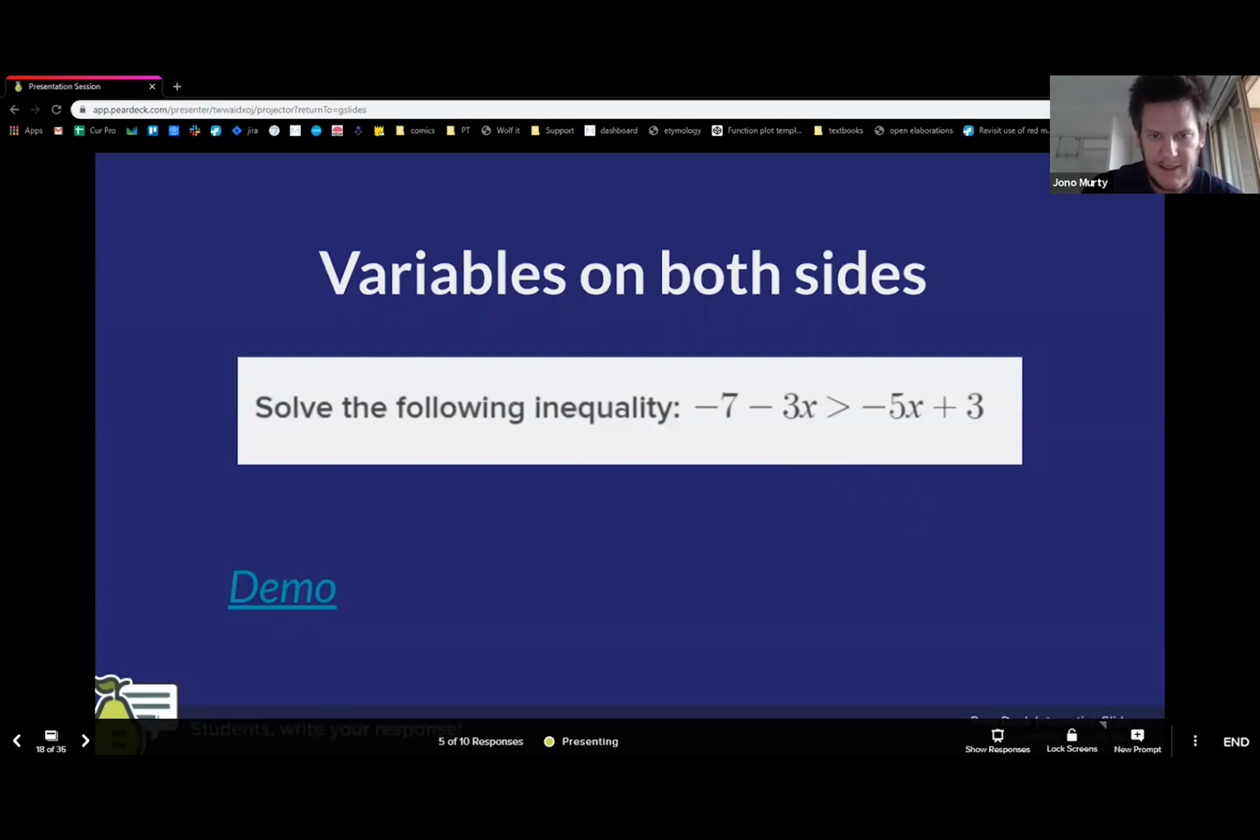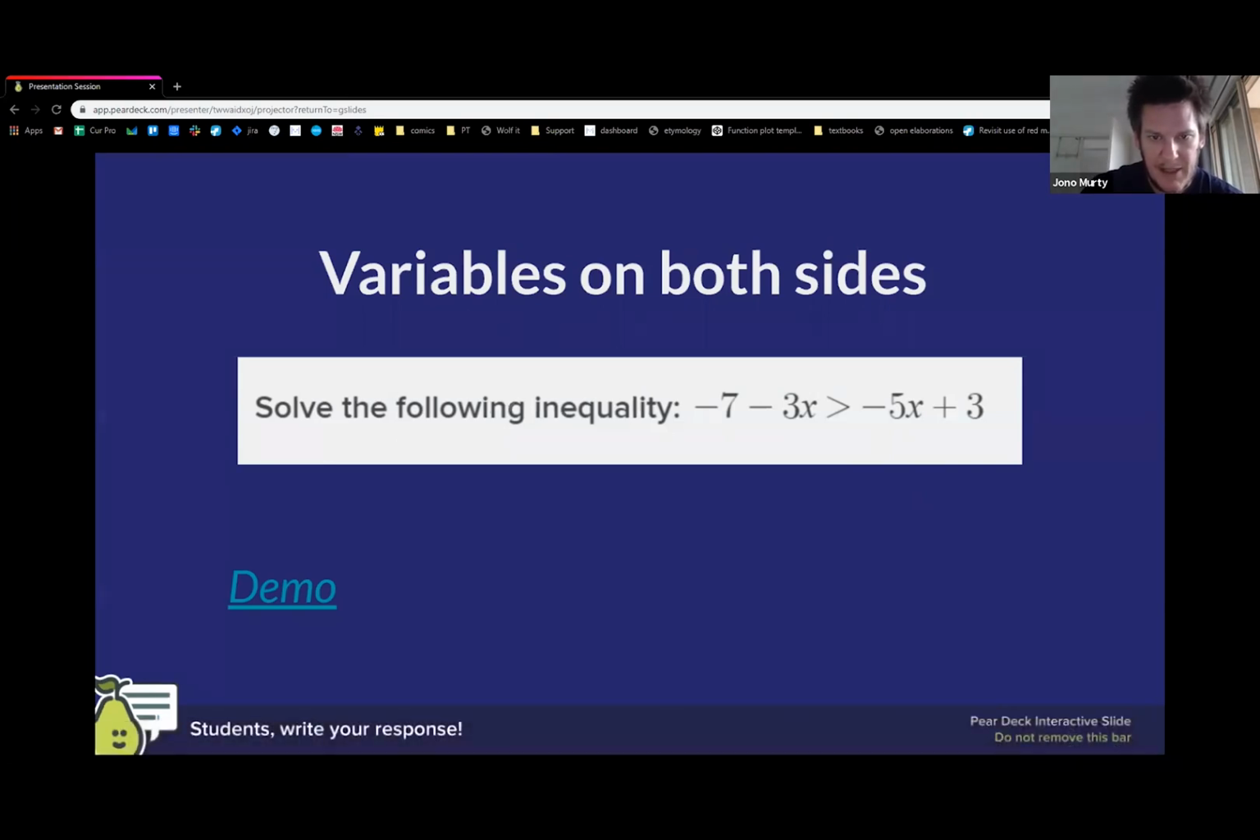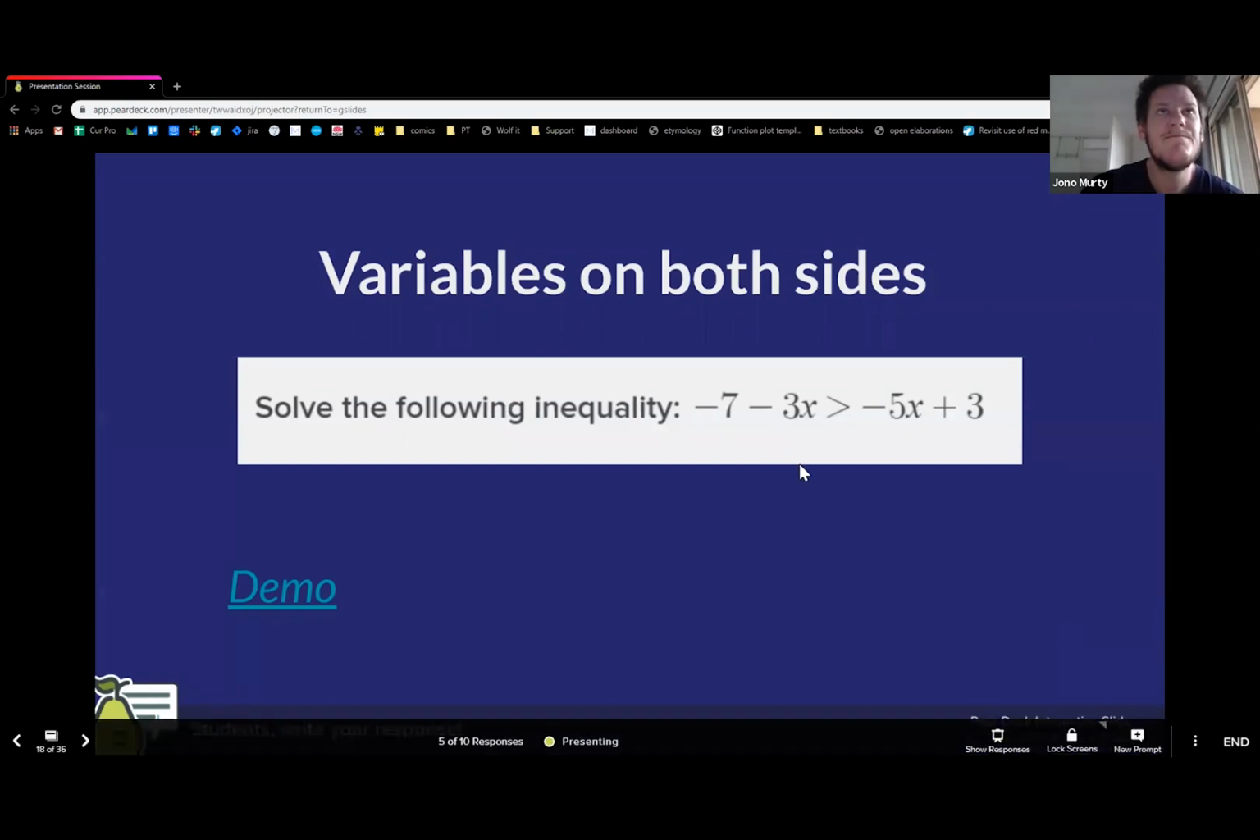Bunch of different answers coming up here. One of the answers, x less than 5. If x is less than 5, let's pick 0. So if this is 0, that goes. This bit goes, that bit goes, and I'm left with -7 is greater than 3. So x equals 0 can't be a solution to this inequality.